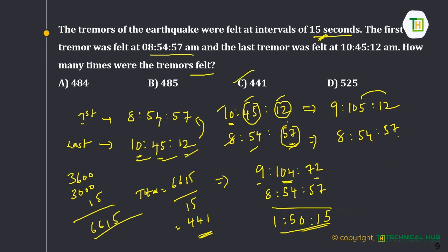So nothing is there in this question. You have to take the difference between the starting time and the ending time, and the time interval is also given. Within that time, how many tremors are felt, they are asking. Every 15 seconds one tremor is felt. So in 1 hour 50 minutes and 15 seconds, how many tremors are felt? Your time interval is given as 15 seconds, so you have to convert 1 hour 50 minutes 15 seconds to seconds. If you convert that to seconds, you will get 6615. So 6615 by 15, you will get 441.